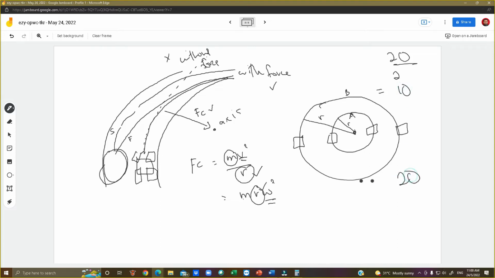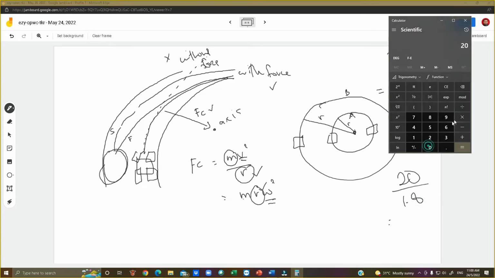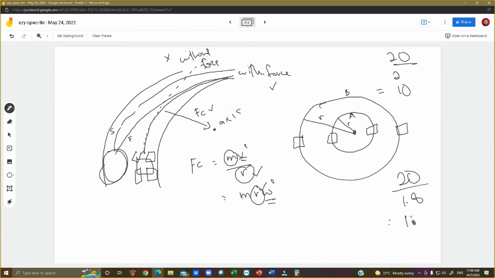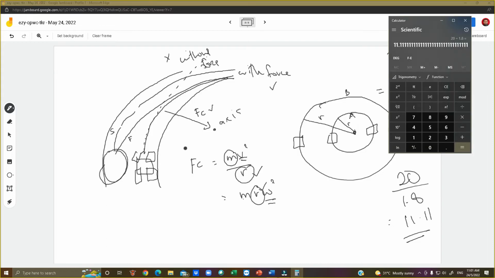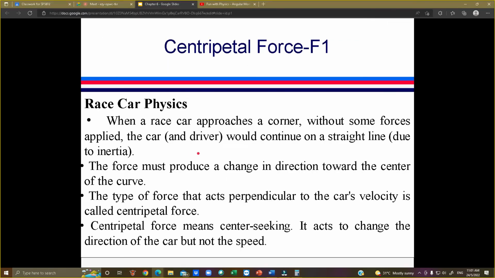Tapi kalau kita ada momentum of 20, the radius is 1.8. Berapa kita dapat? 20 bagi 1.8, smaller radius of rotation. Now we have 11, slightly more force, more centripetal force, resulting more velocity at the outcome. Ni cara permainan dia lah. Okay, so why centripetal force is important.